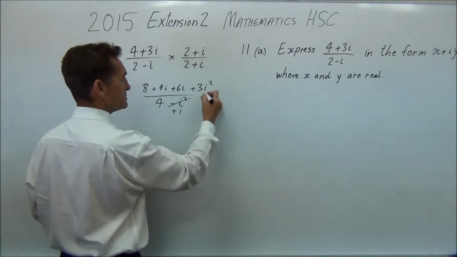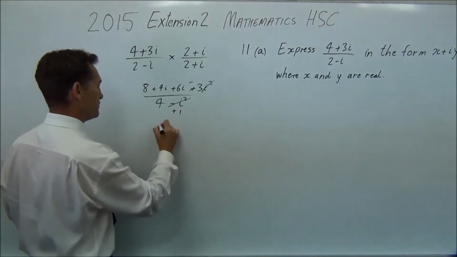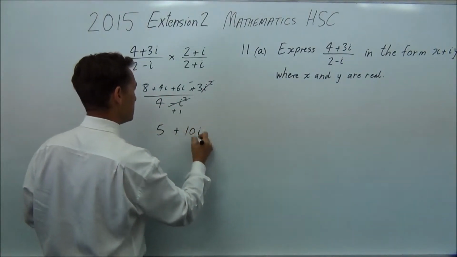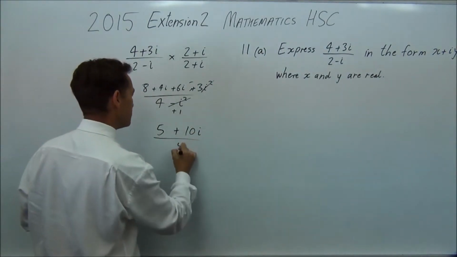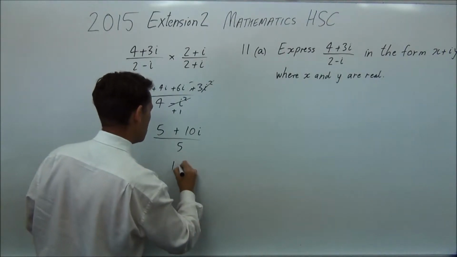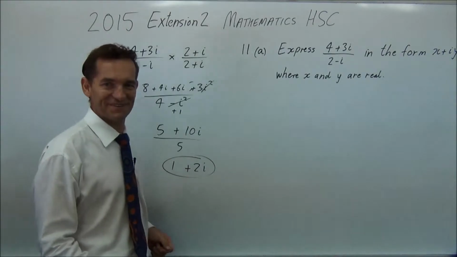Again, this is minus 3, so get rid of that, make that a minus. 8 minus 3 is 5. 4 plus 6 is 10i. The denominator is 4 plus 1, which is 5. Simplify, so you're just going to get 1 plus 2i, and you're done.